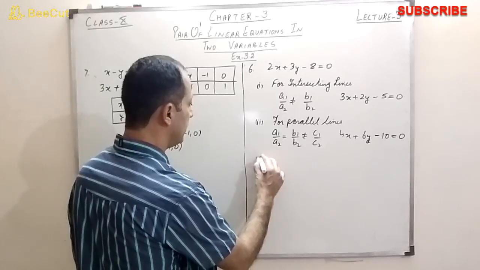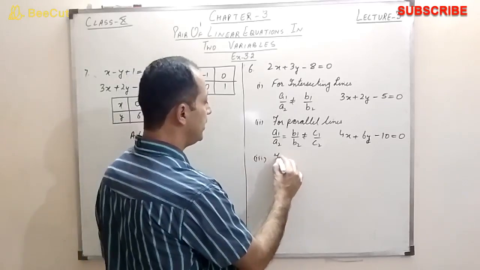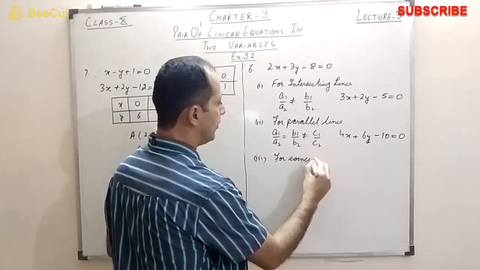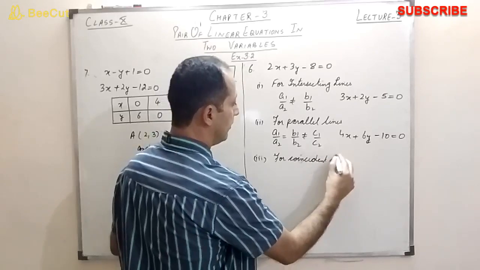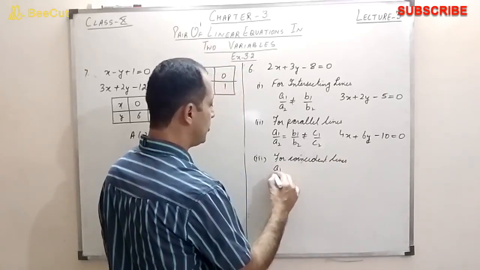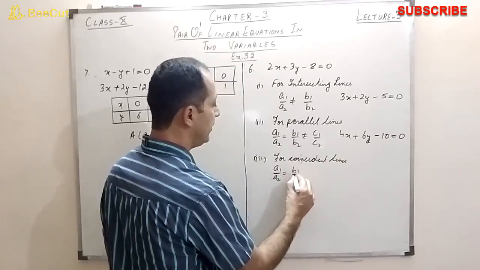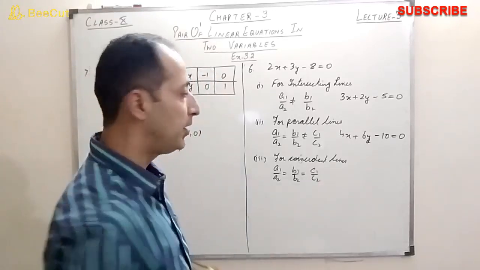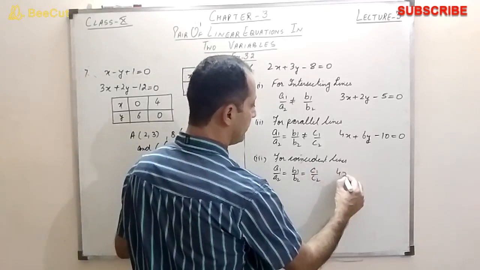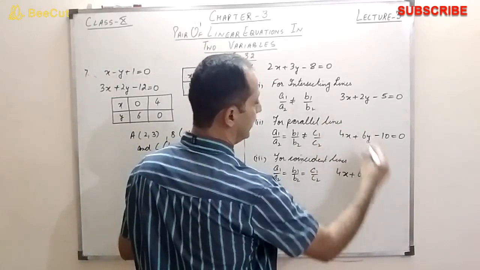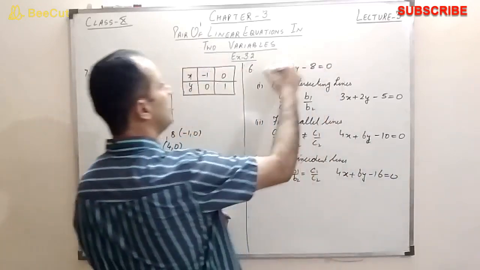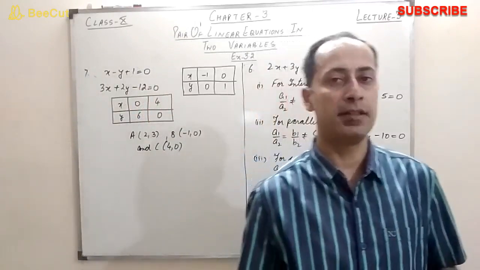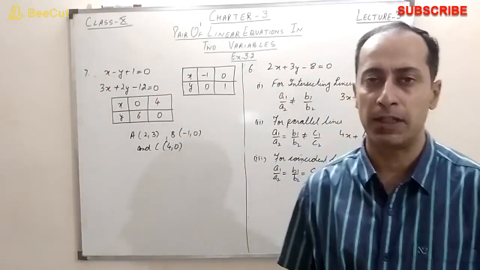And now for the third part, which is given as coincident lines, the condition is that all the three ratios are equal to each other. So it means whenever we write the equation, all the three ratios should be equal. So again, we can write it as 4x plus 6y minus 16 equals 0. You can just multiply the whole equation by any number. You can multiply it by 2, 3, 4, 5 or a negative number like minus 2, minus 3, minus 4. You can again get n numbers of equations for this.